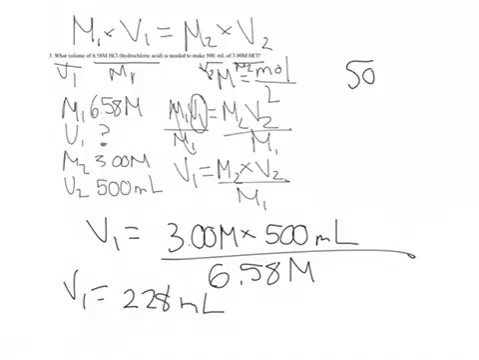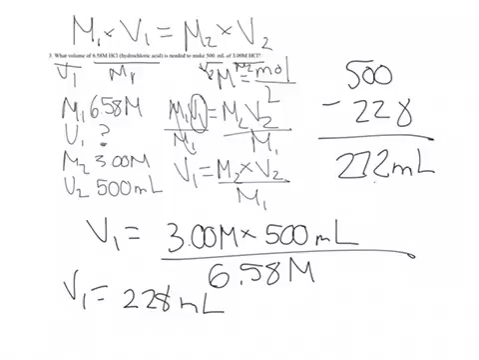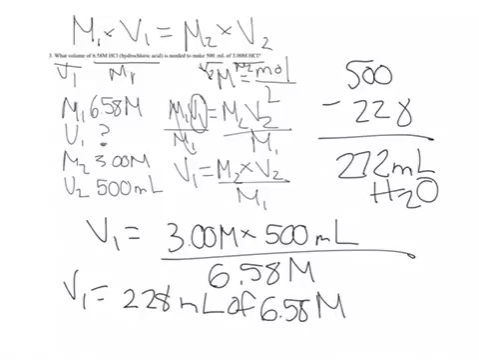So sometimes you need to know how much that is. Well, you just do 500 minus 228. So the rest of our volume to make our dilution will be 272 milliliters of water. We would need 228 milliliters of our 6.58 molar and 272 milliliters of water, and when you add that together, you would get your dilution, the goal you were trying to get to in the first place.